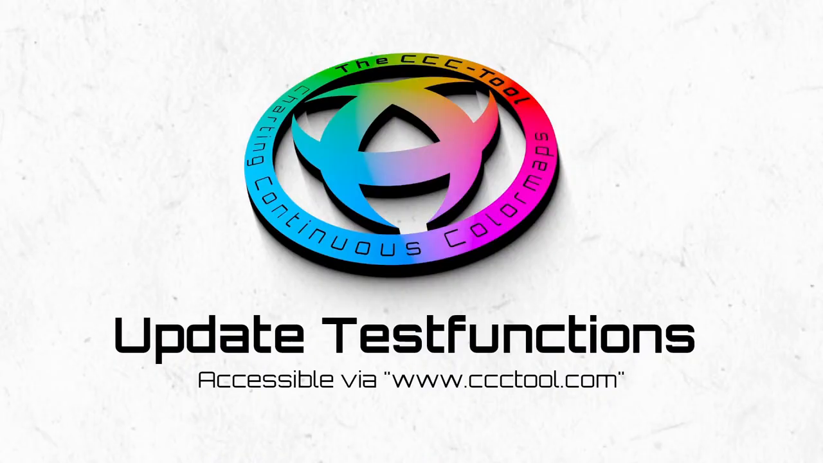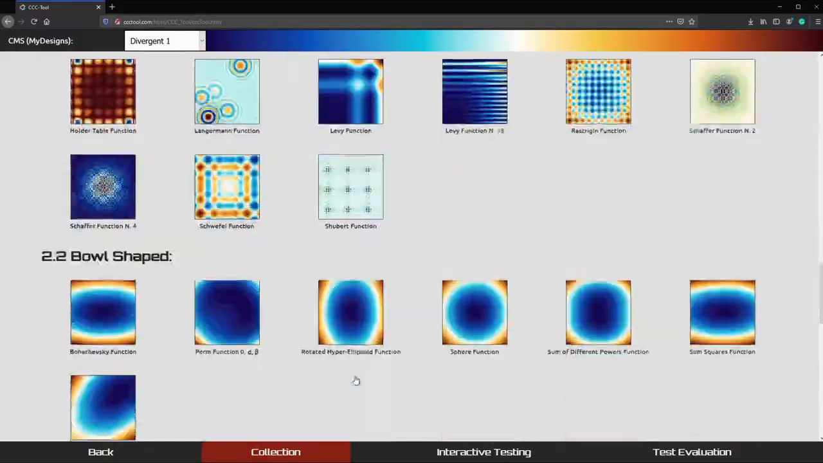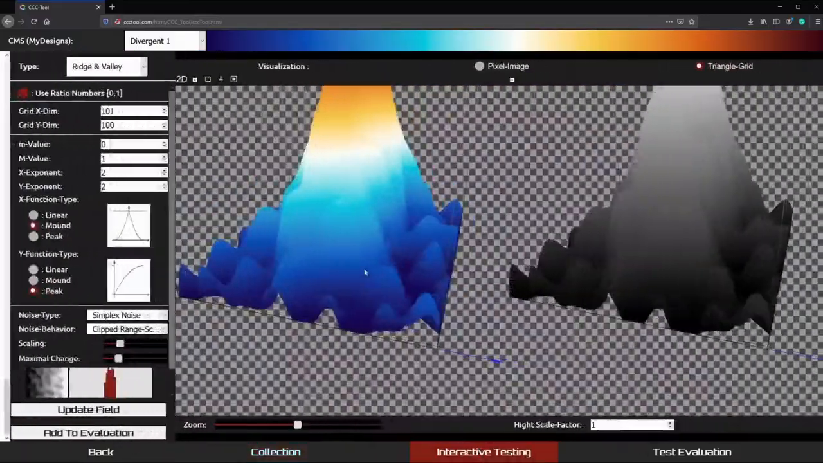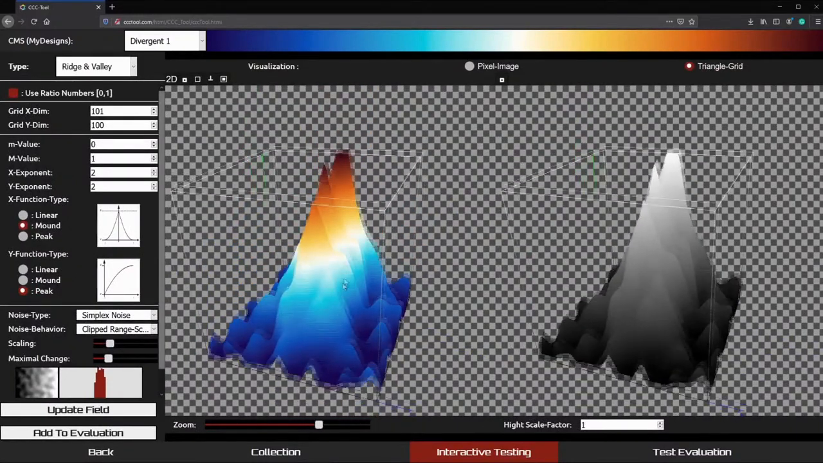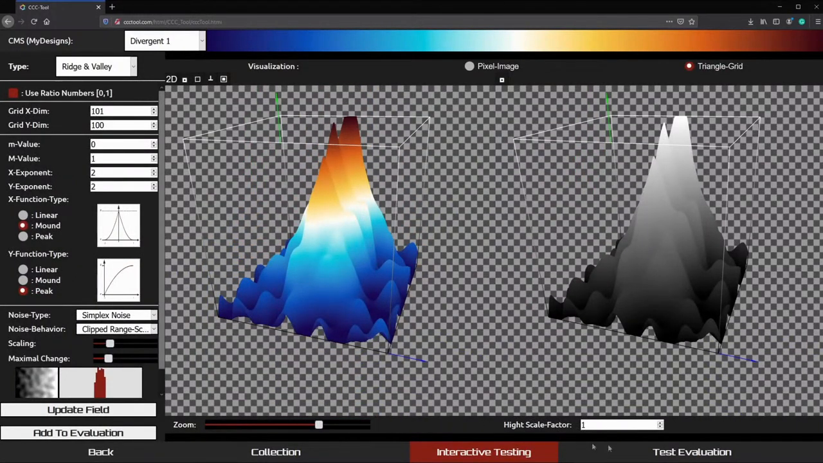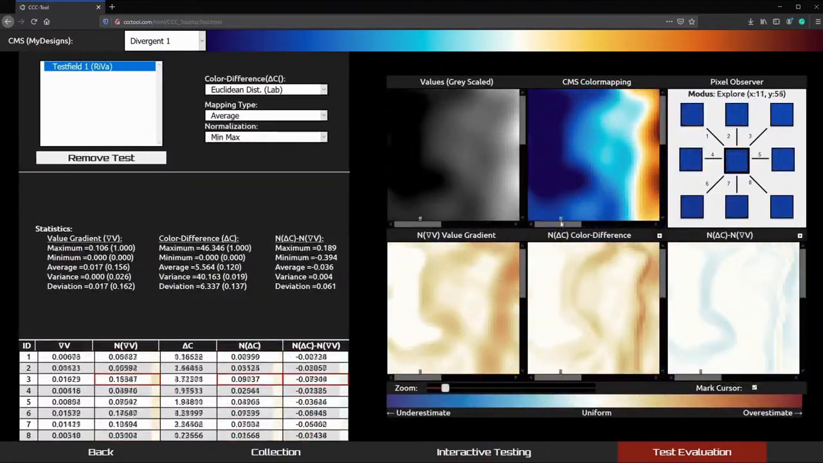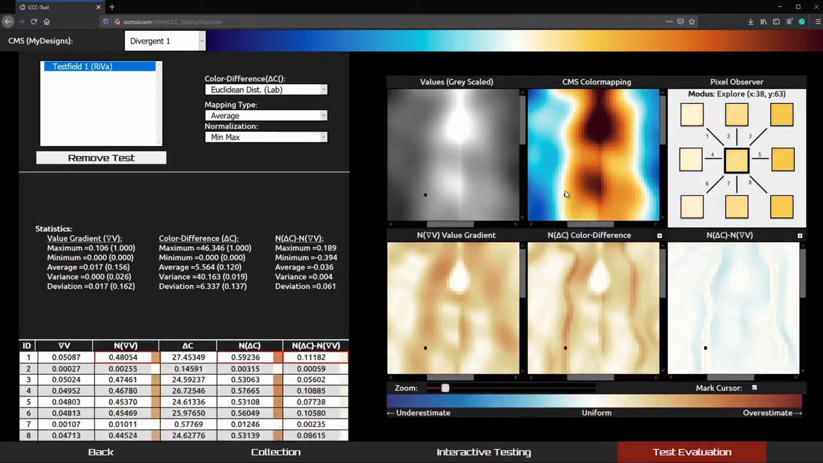Testing environment for continuous color maps. Many other fields in the computer science do it, we should do it too. With our work, we introduce the approach of using test functions as a standard evaluation method. We present a test suite for continuous color maps implemented in the CCC tool. Adapt the tests to your requirements at the interactive testing section and observe them at the testing evaluation section.